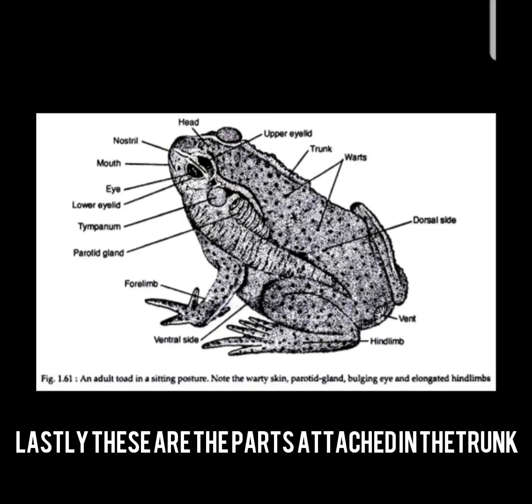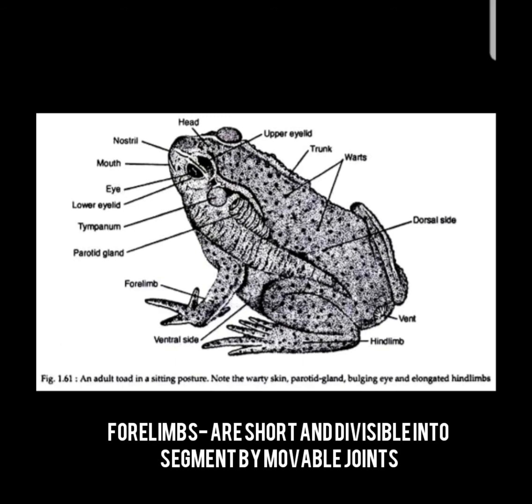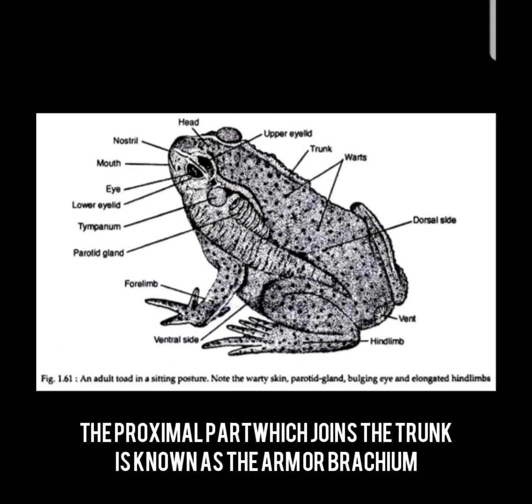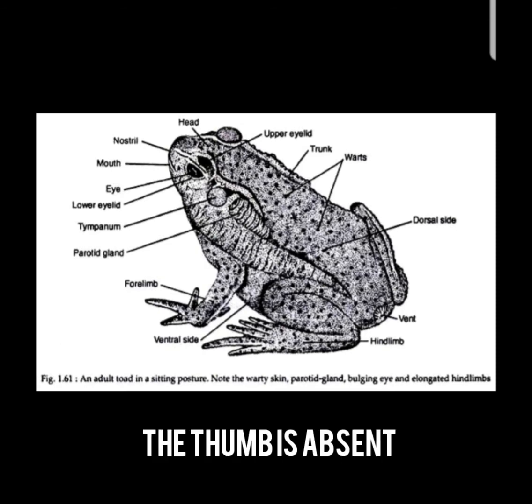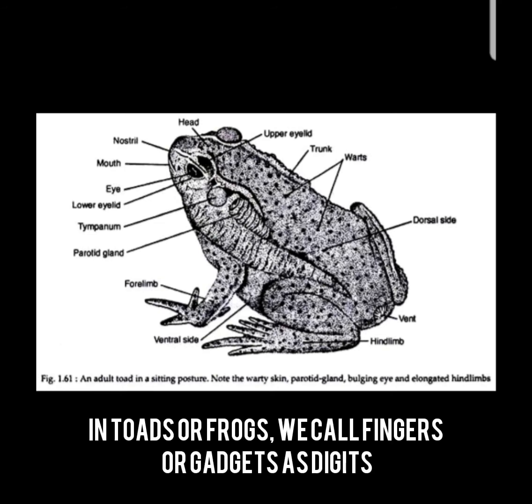Lastly, there are the parts that are attached to the trunk. We have the forelimbs, which are short and divisible into segments by movable joints. The proximal part by which it joins the trunk is known as the arm or brachium. As you can see, there are 4 digits or fingers corresponding to those on our hand, but the thumb is absent. In toads or frogs, we call fingers digits.